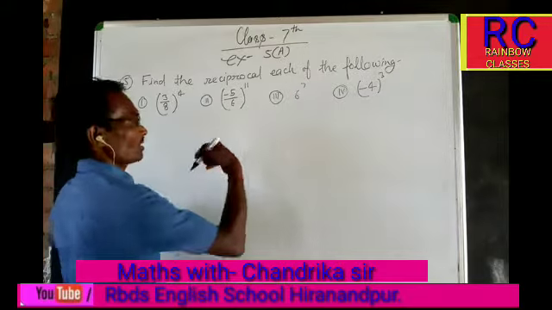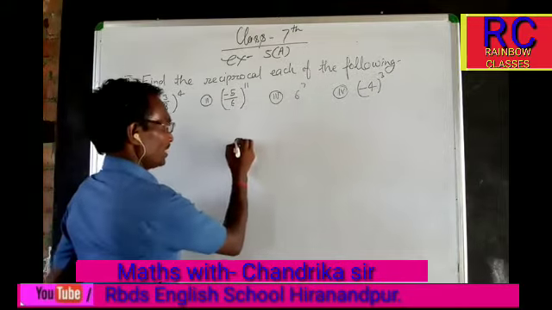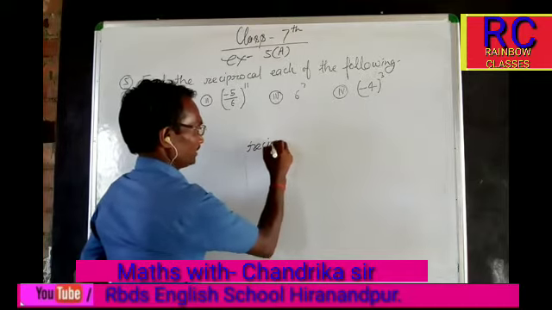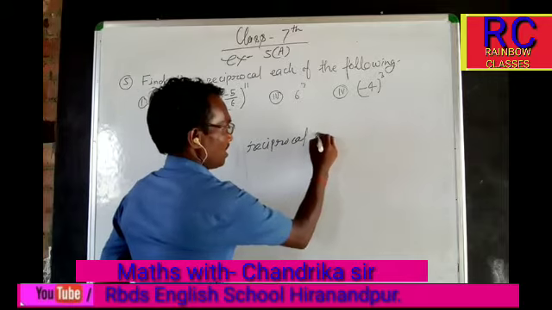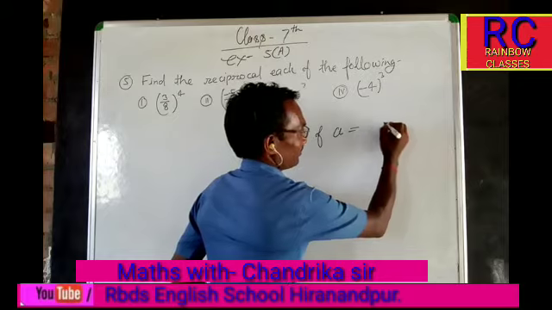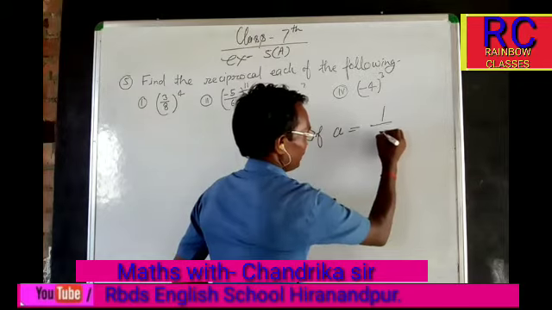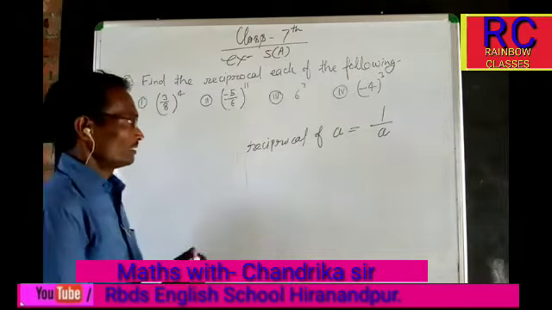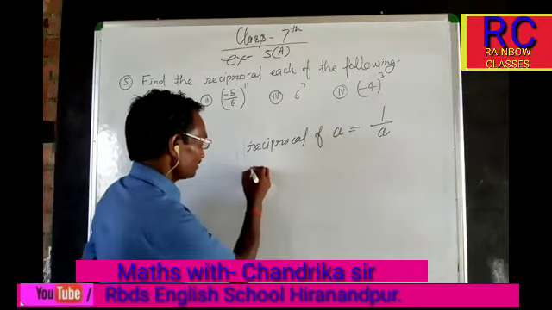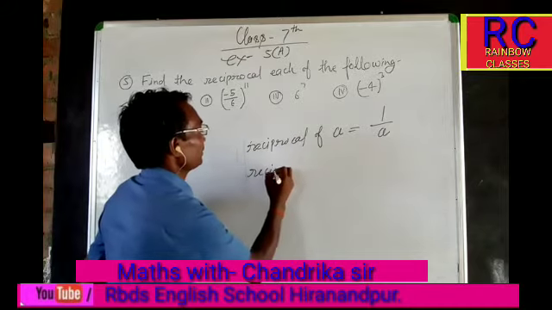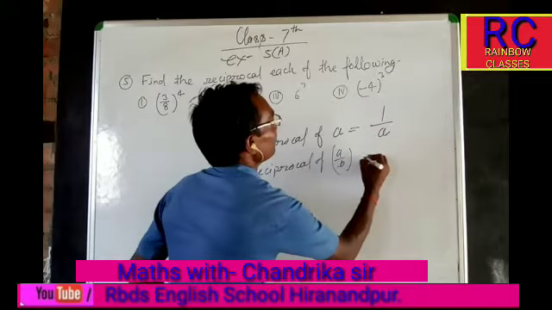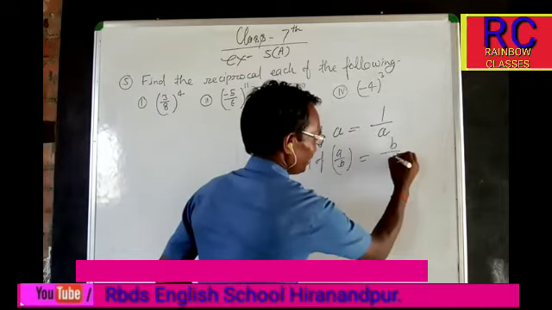For every integer and every whole number a, the reciprocal of a is equal to 1 by a. For every rational number, the reciprocal of a by b is equal to b by a.